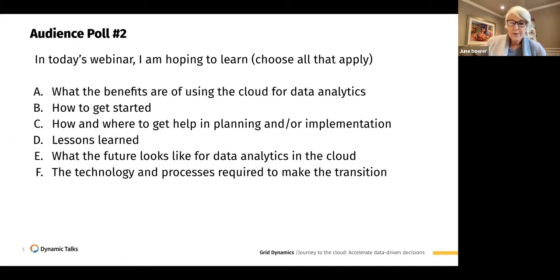Okay, Alex, you want to bring up the answers so we can see? All right. Well, it looks like we have a pretty good distribution here, but it looks like many of you want to learn about the benefits of using cloud for data analytics. Logically, I think a number of you want to learn how to get started, because it sounds like a lot of you are at the beginning of the journey. Fewer on implementation and planning.